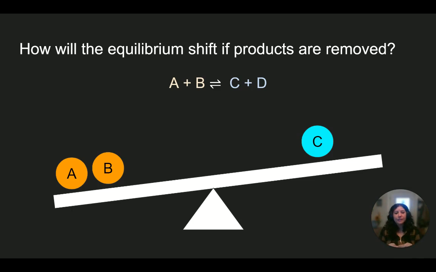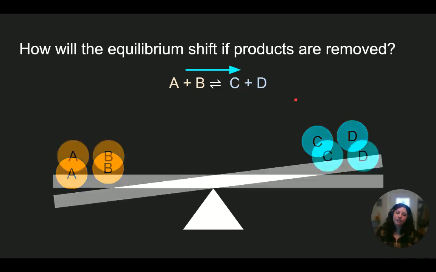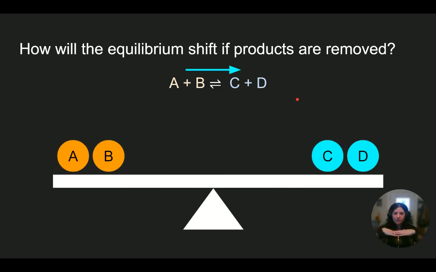So now Le Chatelier's principle says the equilibrium is going to shift to counteract that change. How do we counteract this change? Well, we need to push it back to the product side, right? So in other words, we need to add more products. So we need to shift the equilibrium to the right, or in the forward direction, to get back to our balance. Let's do another one.